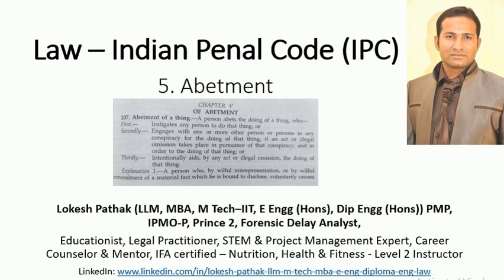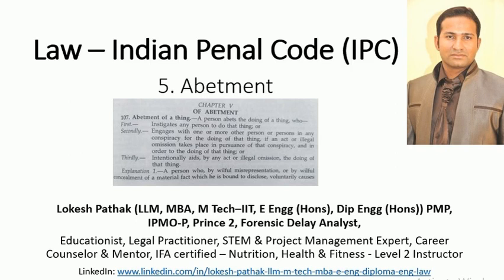So, abatement, if we discuss, it's generally constituted by three types of activities. Firstly, instigating a person. If you instigate a person to commit an offense, then it is called the first type of abatement. Secondly, if you are engaged in a conspiracy to commit the offense, then it is the second type of abatement. And thirdly, if you are intentionally aiding a person to commit a crime, then also it is a part of abatement.